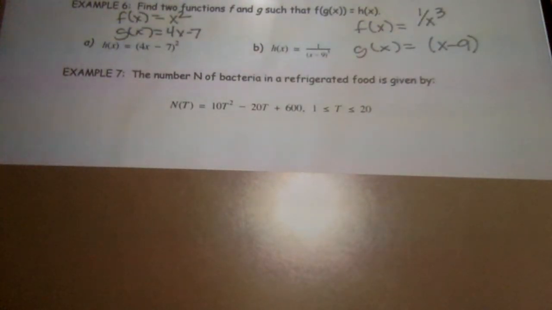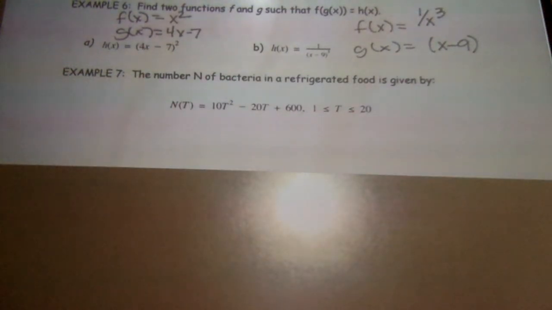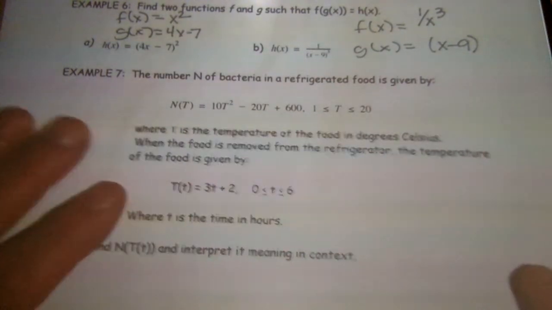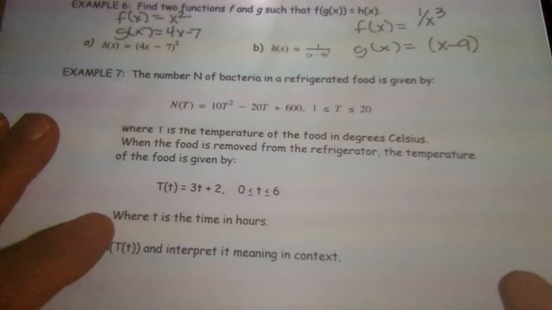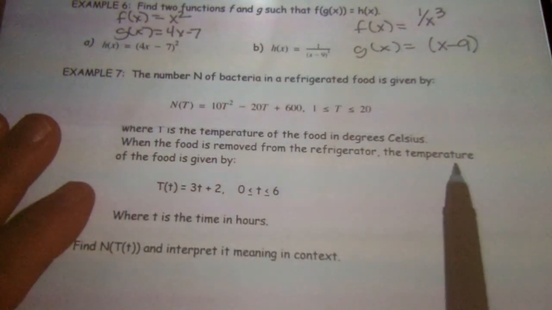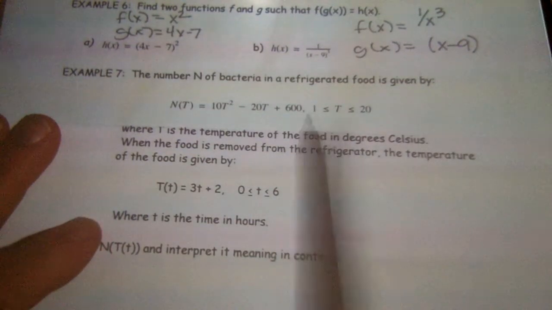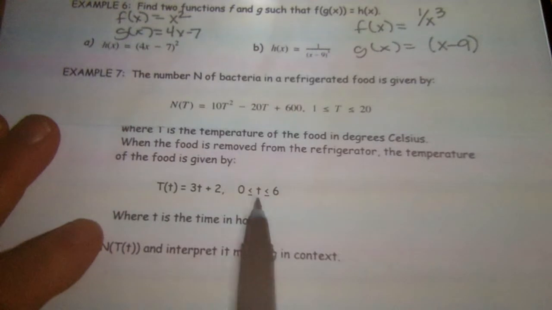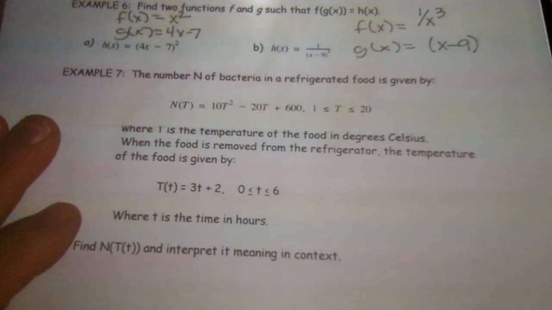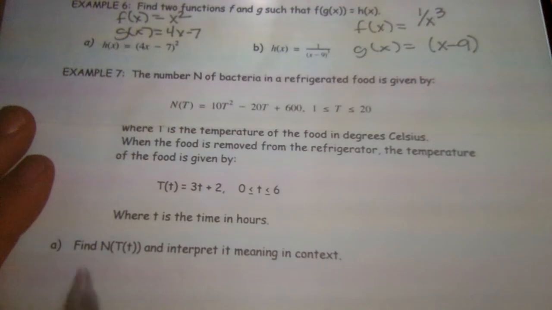All right, example 7, last example here. We have a function, n of t. The number n of bacteria in a refrigerated food is given by this, where T is the temperature of the food in degrees Celsius. When the food is removed from the refrigerator, the temperature of the food is given by this. T is between 1 and 20. Small t is between 0 and 6, where t is the time in hours. Find n of t of t.